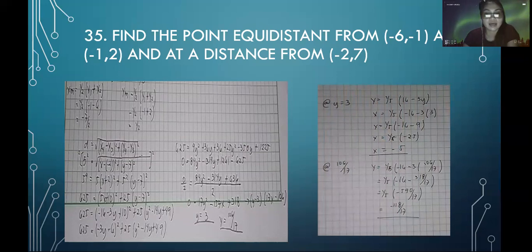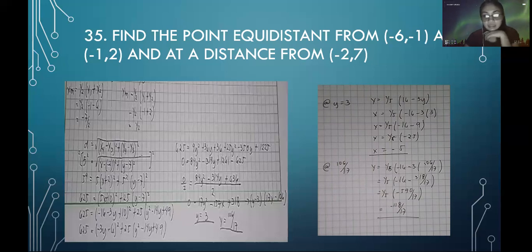So to solve, at y is equal to 3, x is equal to 1/5 times negative 6 minus 3y. So x equals 1/5 times negative 6 minus 3 times the value of y, which is 3. So x equals 1/5 times negative 6 minus 9. So x equals 1/5 times negative 25. So x is equal to negative 5.